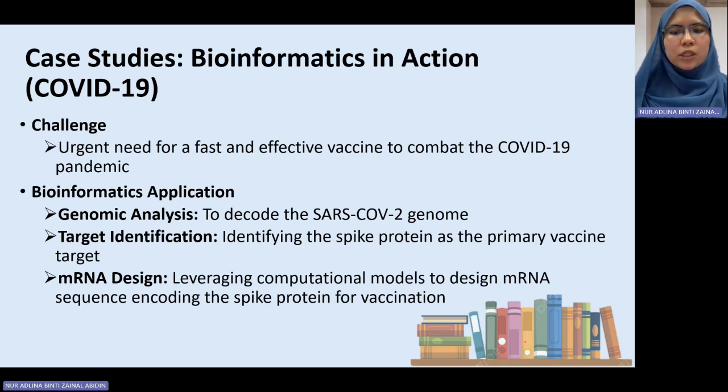Later, computational modeling was utilized by bioinformaticians to design the mRNA sequence encoding the spike protein of the SARS-CoV-2 virus, which was to be used in the vaccines to invoke both innate and adaptive immunity of the body's natural defense mechanism. From this event, we can conclude that bioinformatics enables the rapid development and testing of vaccines, leading to the approval of one of the first COVID-19 mRNA vaccines by Pfizer and BioNTech, which all happened within a year's time frame.